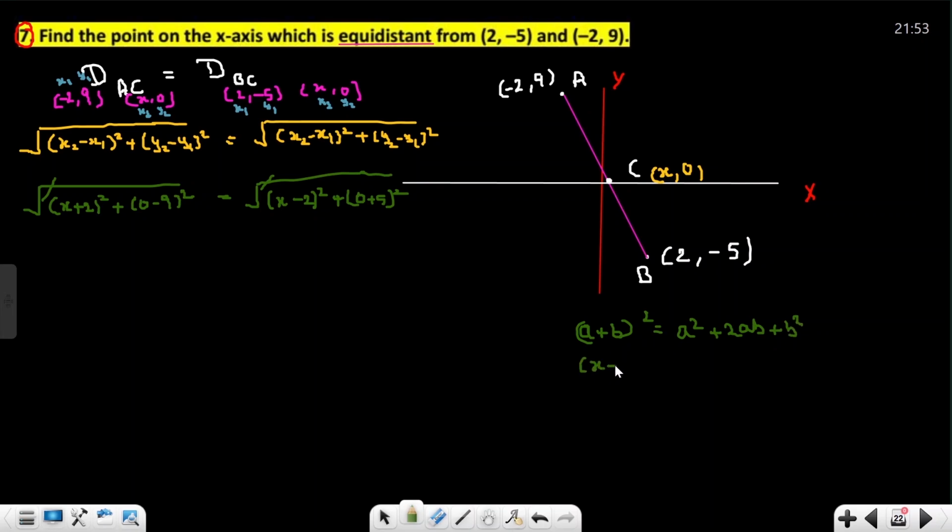Compare the term x plus 2. It means the a value is x and the b value is 2. So replace a by x and b with 2: x square plus 2 into 2, which is 4x, plus 2 square, which is 4. So x square plus 4x plus 4, plus 0 minus 9, minus 9 square, plus 81 is equal to, again.